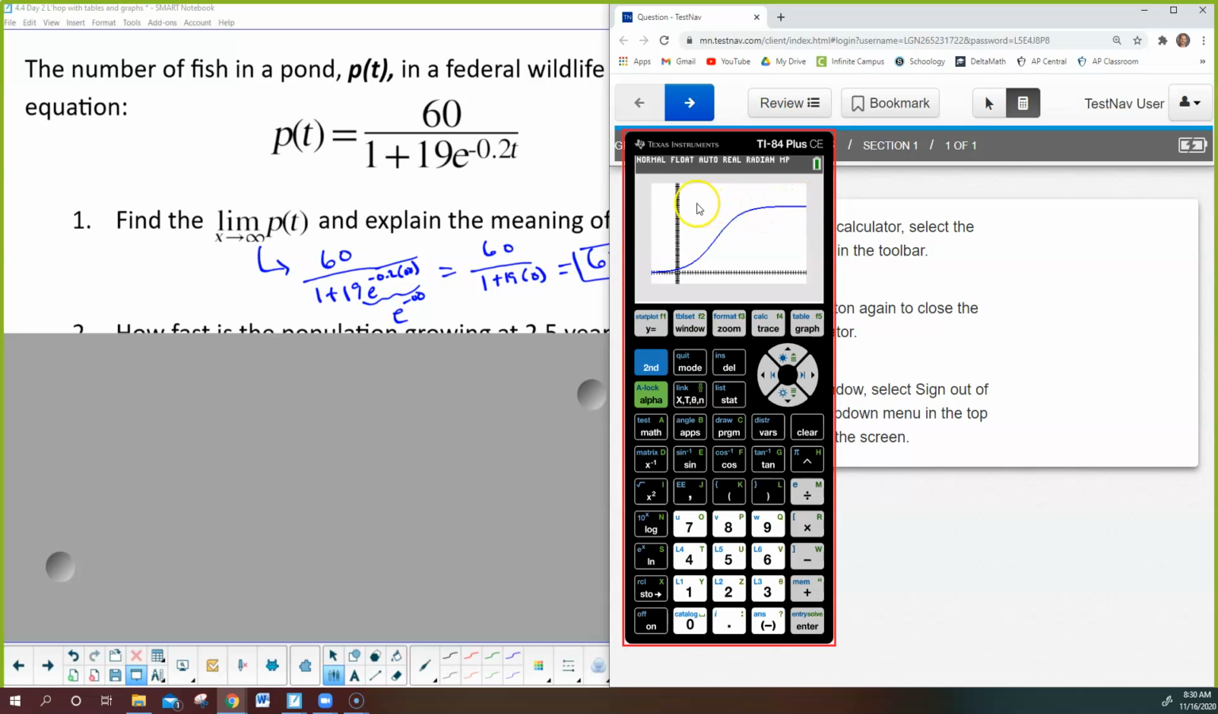And that flattening out point, if we were to just trace it, you can see the y values are going to get closer and closer and closer to 60. Here I'm at 59.9. Because this is a horizontal asymptote, it will never cross 60, but that means that as time goes on forever, the most amount of fish that will be in this wildlife preserve is 60 fish. So that's just a little visual evidence of what we're doing.